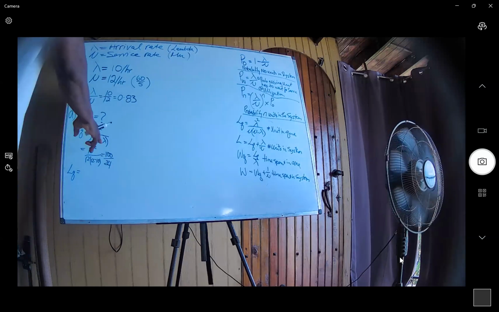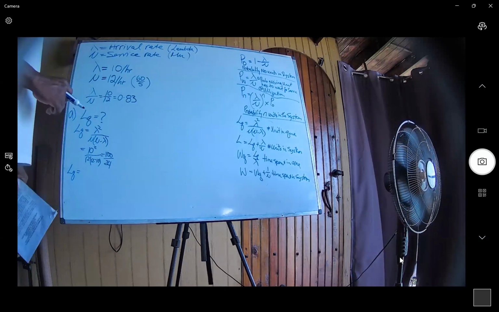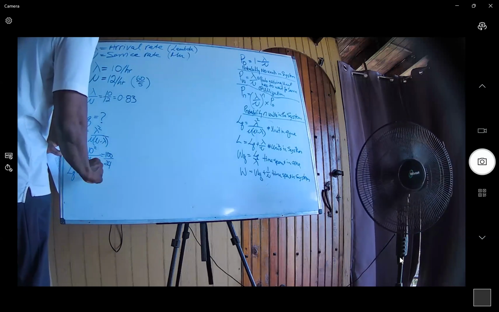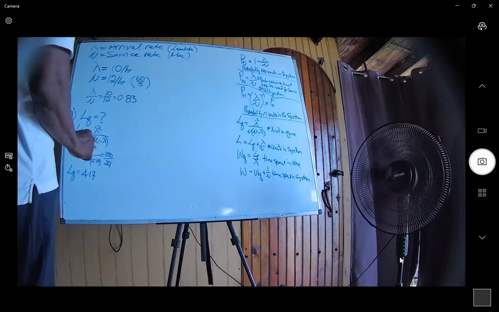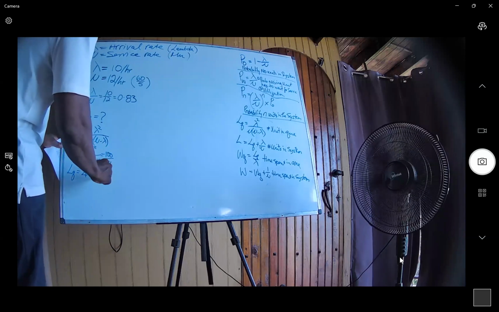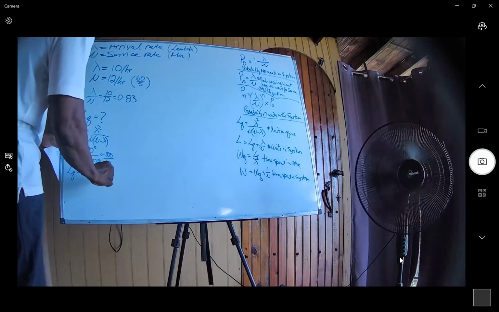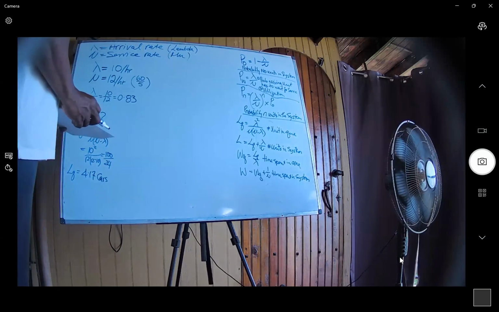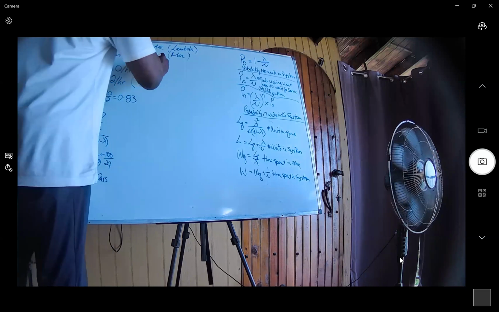What's the outside? 100 over 24. 4.17. 4.167, 0.17. And what am I talking about? Number of cars. From the problem it is cars, right? So that's my A.